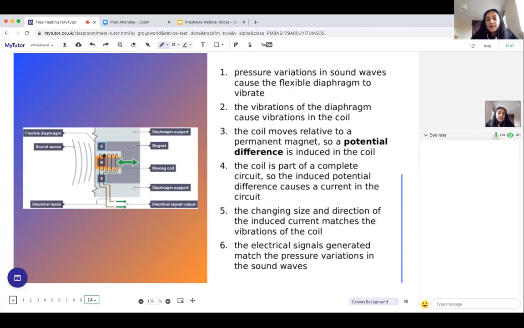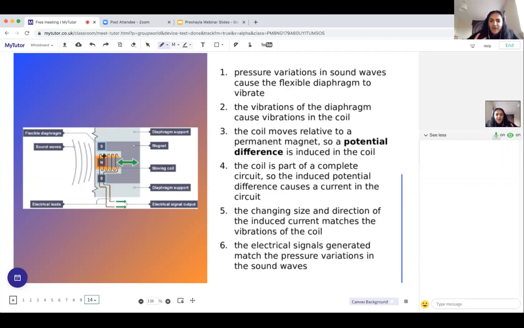Okay, so it comes full cycle. The sound waves have pressure variations that cause the diaphragm to vibrate. The vibration of the diaphragm causes vibrations in the coil. Because that coil is now moving in relation to the magnet, we get a current created, we get a voltage created. Because that coil is part of a full circuit, the current and the voltage have somewhere to go. Yeah? So now that the current is traveling through the circuit, the changing size and direction of the current matches those original vibrations.